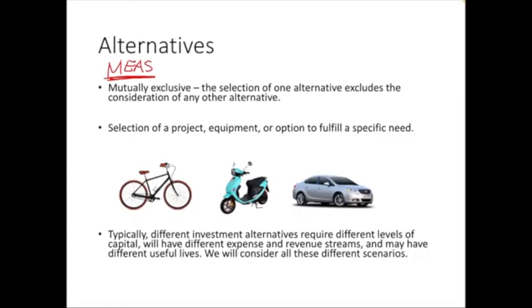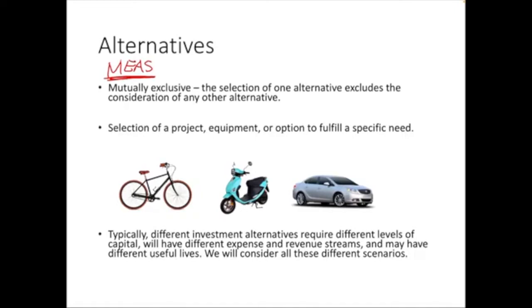The alternatives here in our textbook, we always talk about the MEAs. What is that? That is the mutually exclusive alternatives. Which means the selection of one alternative excludes the consideration of any other alternative. So if you choose one, you cannot choose the other. That's what we call MEAs.